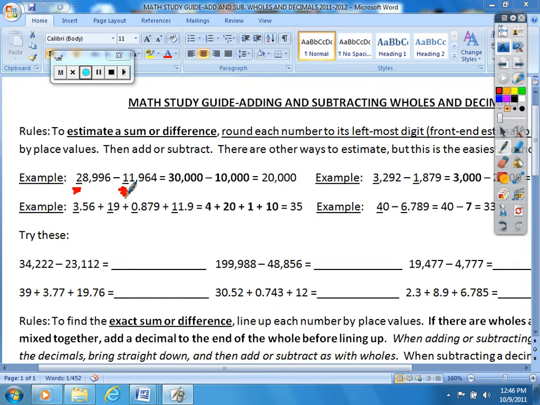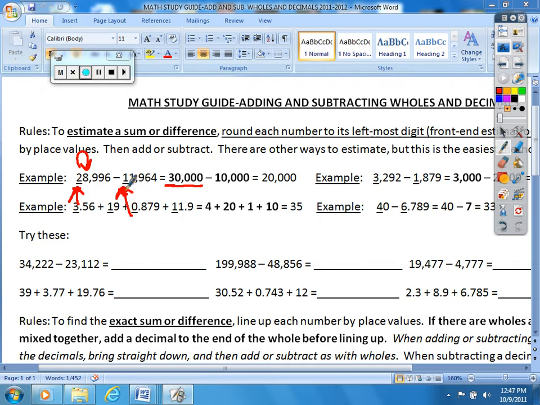All right, here's your rule again. Find the place to be rounded. Look to the digit to the right. If the digit to the right is 5 or greater, the place to be rounded goes up 1. Well, it is, and that 2 becomes a 3. All other digits become 0. So 28,996 becomes 30,000.